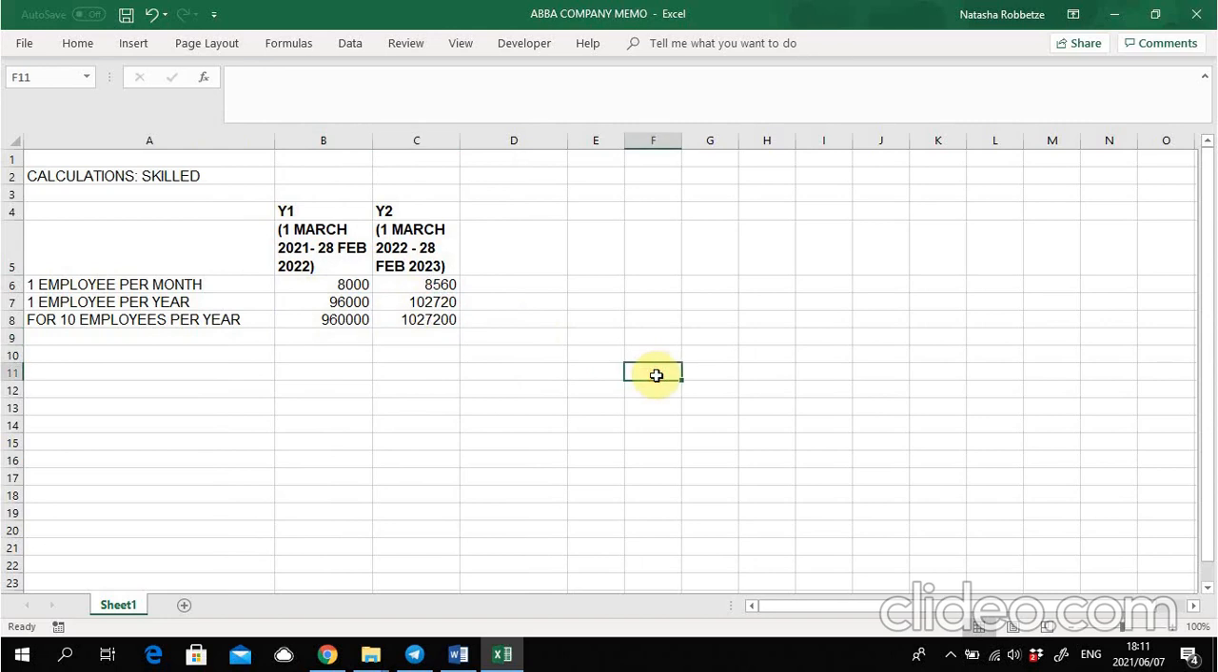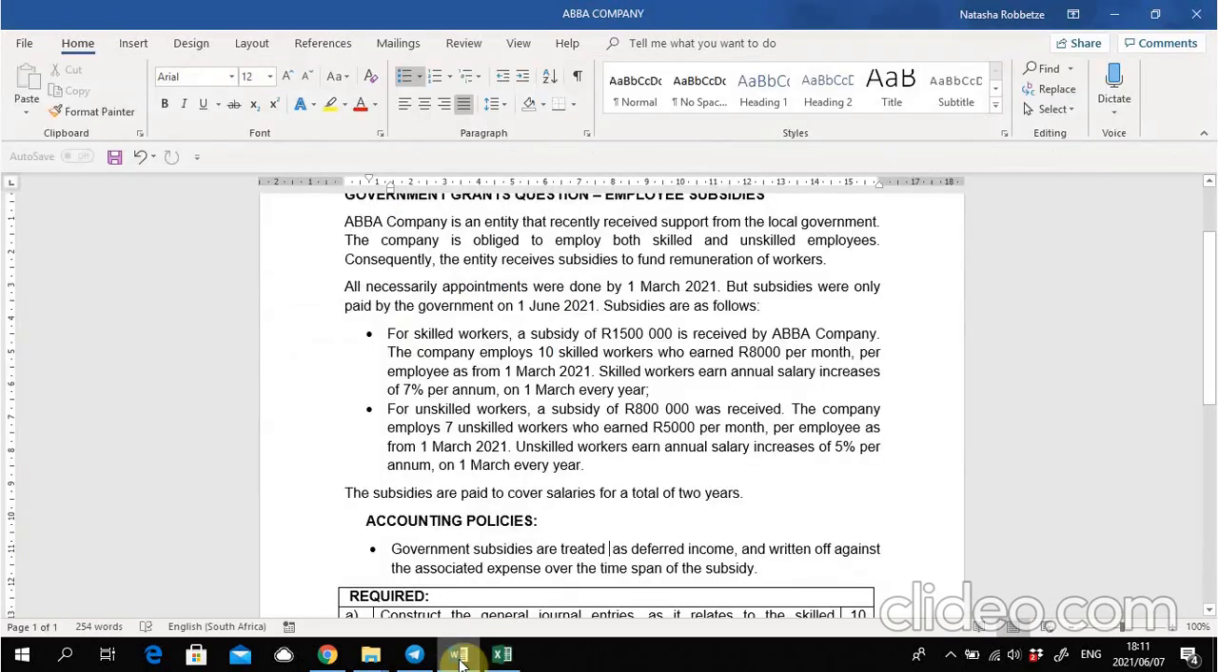All right. From this point forward, I now need to check how the difference between my financial year and the payment of the subsidy is going to influence this calculation. Although my financial year runs 1 March to 28 February, the payment is only done by the government on 1 June. So their financial year is going to run 1 June to 31st of May. And that does not coincide with our financial year.